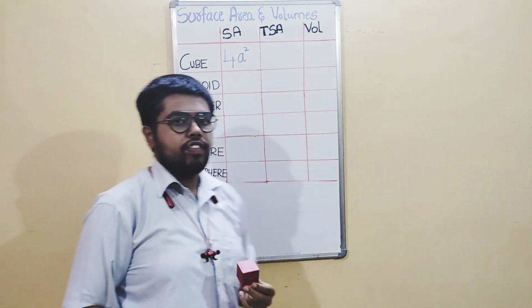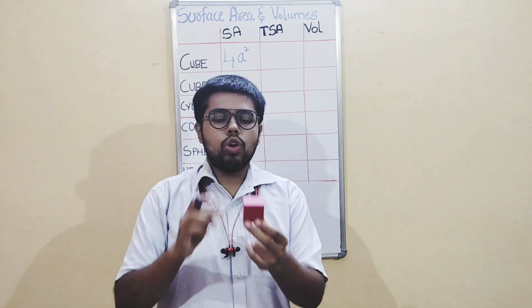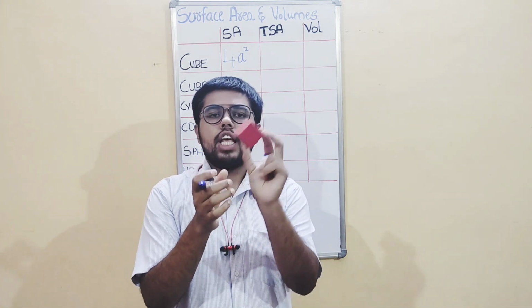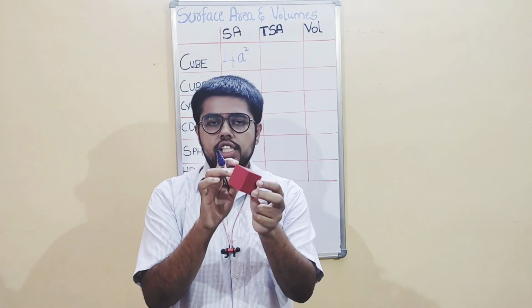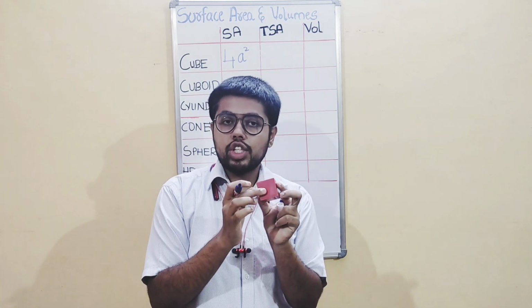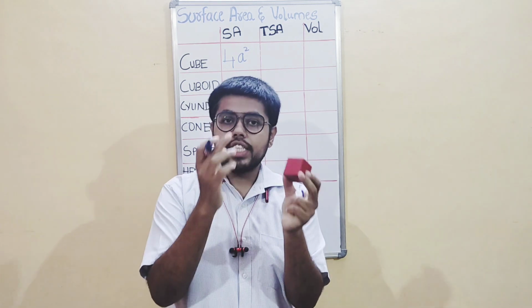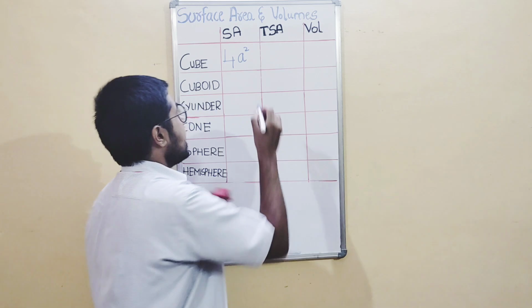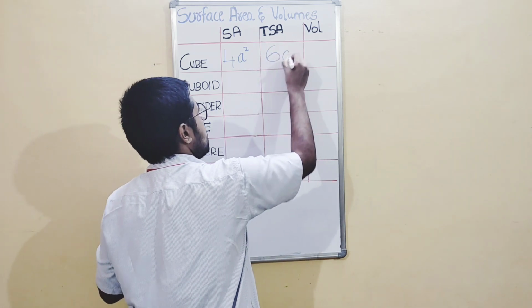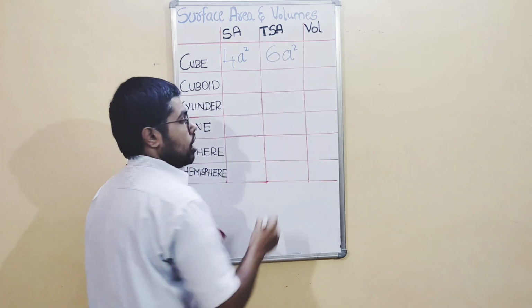Now coming to total surface area, I told you total surface area means you have to consider all the 6 faces. There are 6 squares in each face. Therefore, one face is a square. The total is a square plus a square, 6 times. So it is 6a square. 6a square is the total surface area.